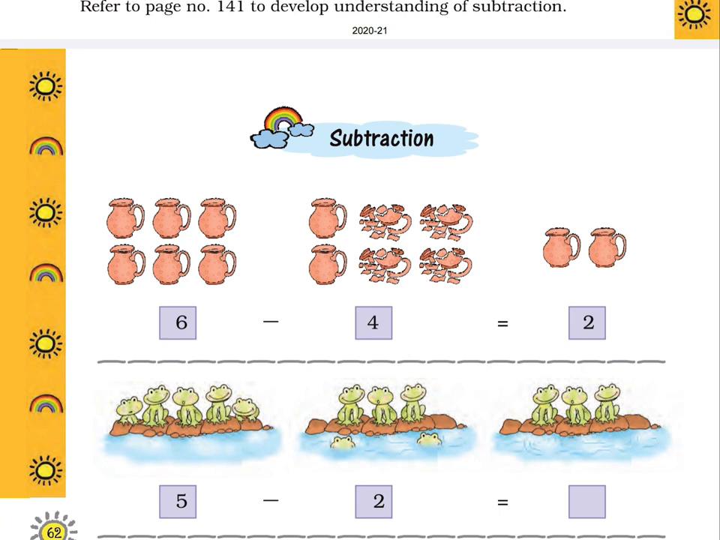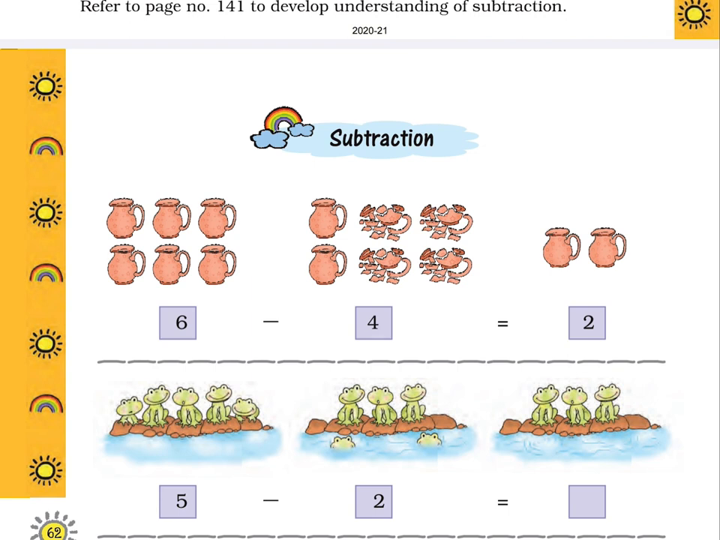Picture 2 shows 4 jugs are broken out of 6. Number 4 is written in a box below the picture. Minus sign is used between the 2 numbers. Picture 3 shows 2 unbroken jugs. Answer 2 is written after the is equal to sign in the box given below the picture.